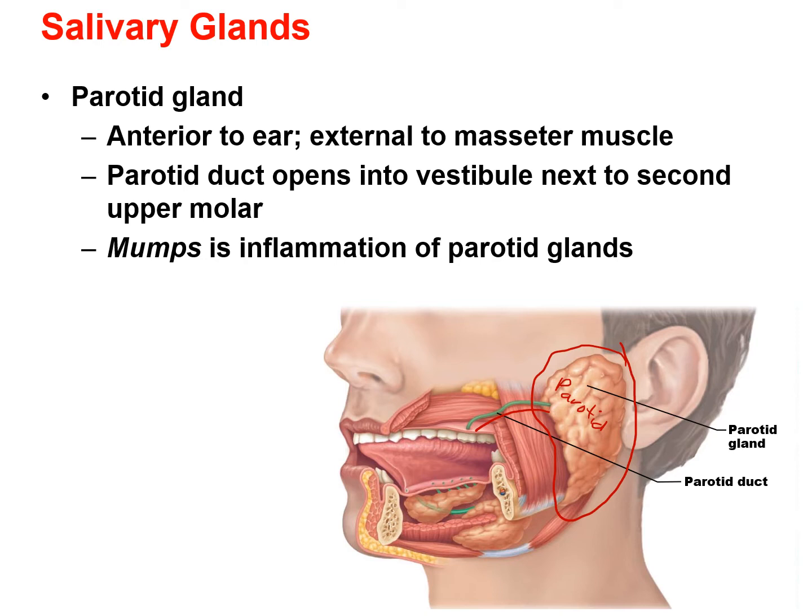And this is because the mumps is a viral infection that causes inflammation of the parotid gland. So the chipmunk cheeks of someone with the mumps are caused by these very swollen and enlarged parotid glands. They can become so enlarged that it's difficult for someone to open their mouth because of their placement near those mastication muscles. The mumps virus is spread through saliva.